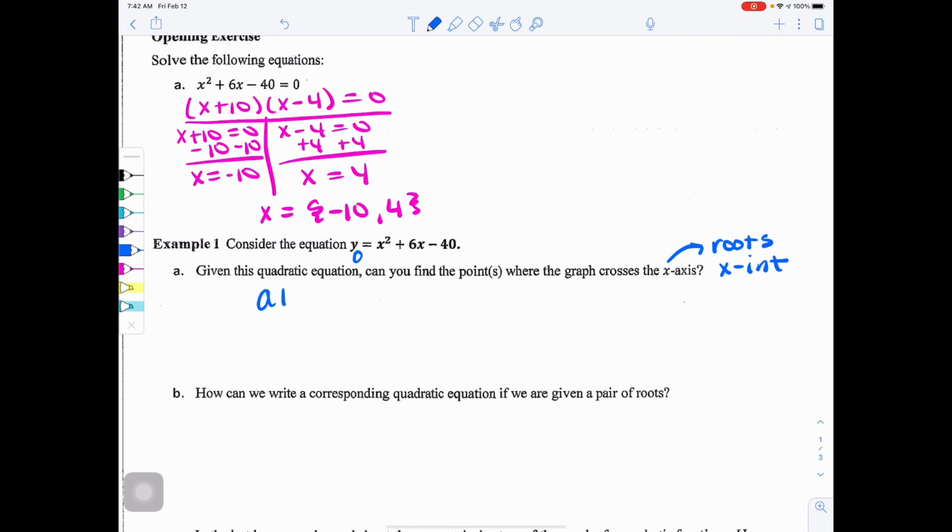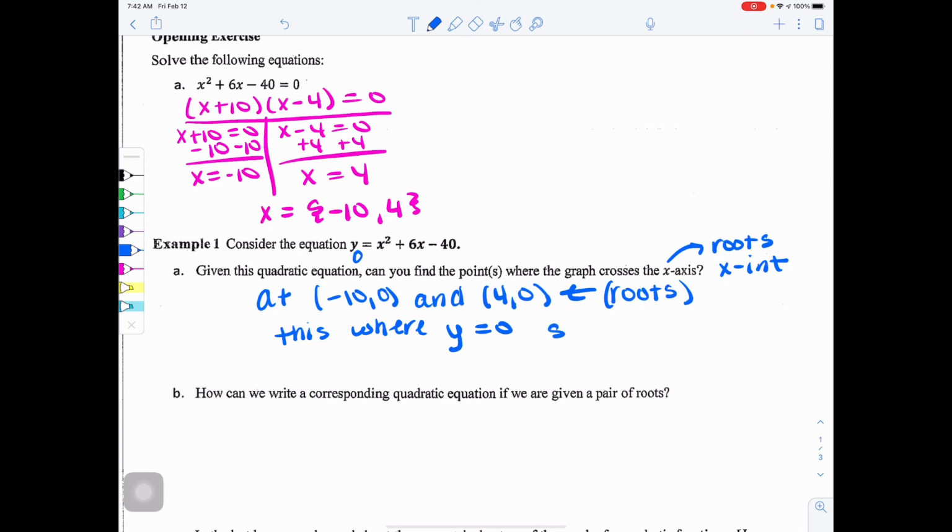So the answer here is, now we're going to write these as coordinates. If x was negative 10, that's negative 10, 0. And if x was 4, that's 4, 0. And again, these are called the roots. And we want to make sure we understand how we got those. So this is where y equals 0. So 0 equals x squared plus 6x minus 40. Now, if you had just been given this question to start, you would have set it equal to 0 and solved it like you did in opening exercise A in order to find the answers.